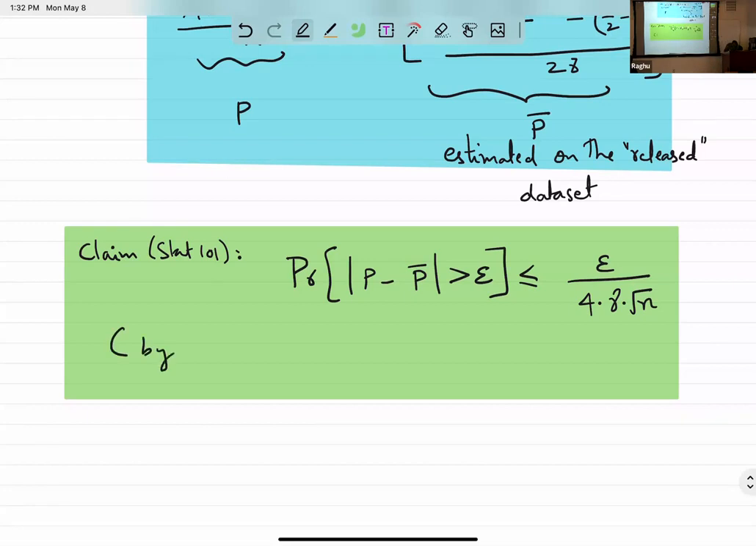This is something you can prove by computing the variance of P minus P bar. If you can compute the variance of P minus P bar and apply Chebyshev's inequality, you get something like that. But let's just take it for granted. We're going to do different things soon, so I just want to give a ballpark estimate of what's happening.